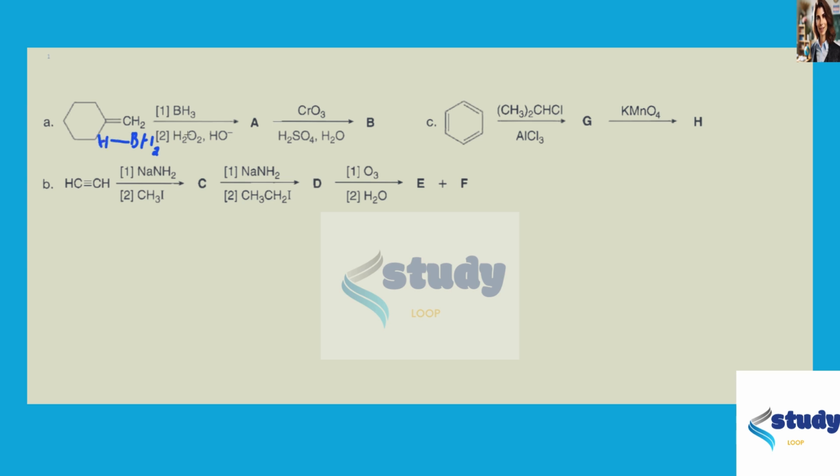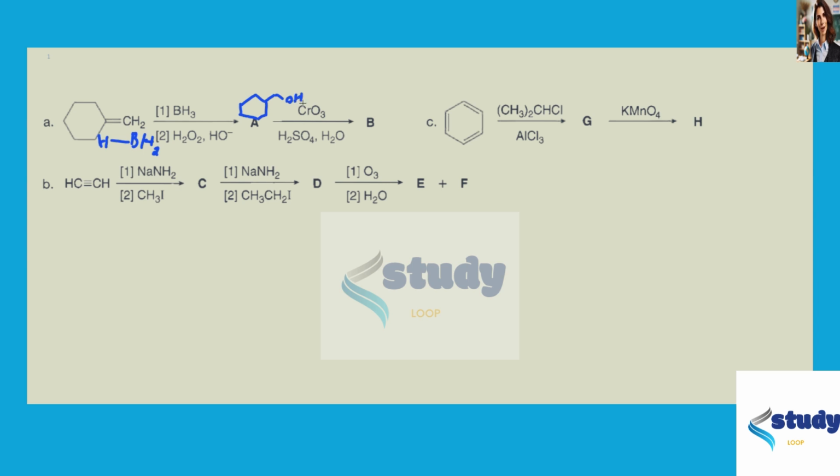And then once we add hydrogen peroxide, these oxidizing agents, we will convert this BH2 into an alcohol. So what we get is an alcohol addition onto the least substituted carbon, giving us product A. So you break the double bond, and we get an alcohol on the least substituted carbon.